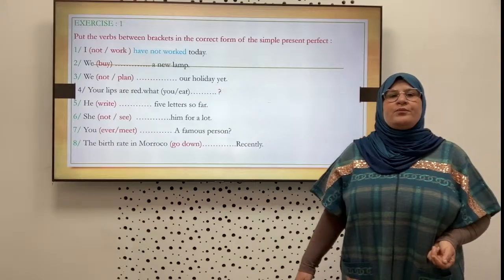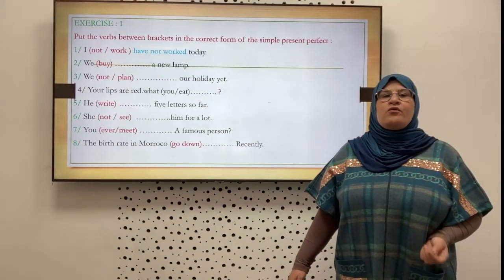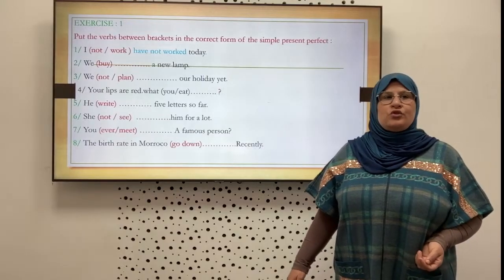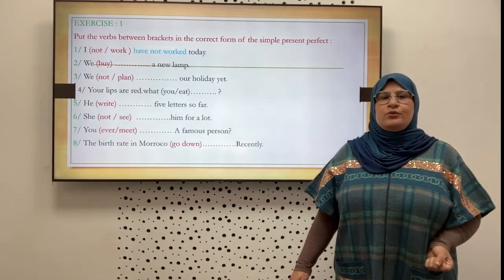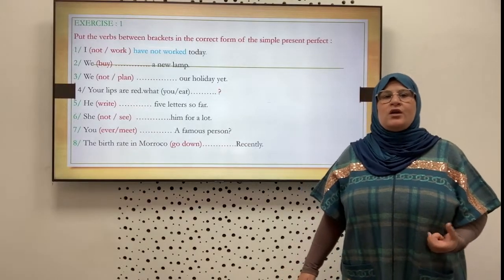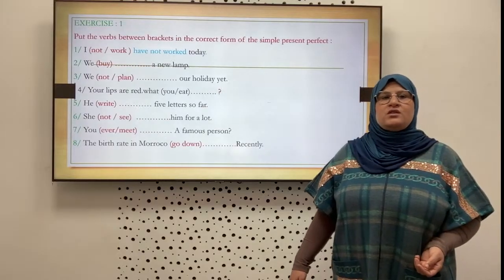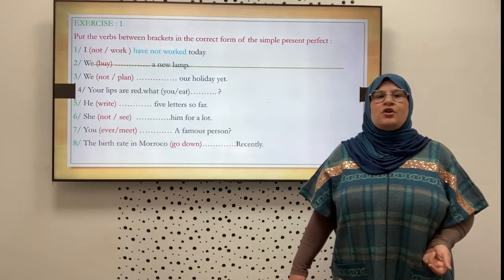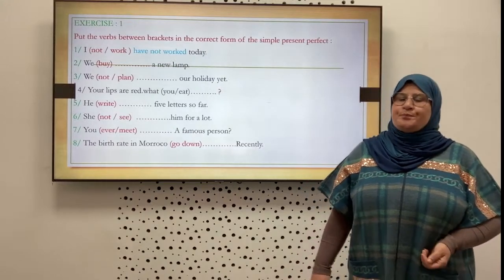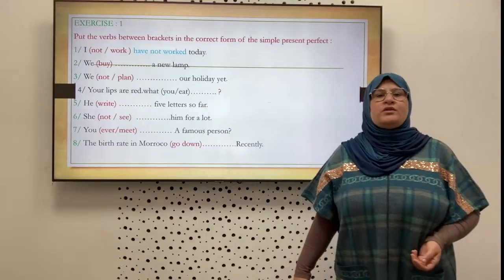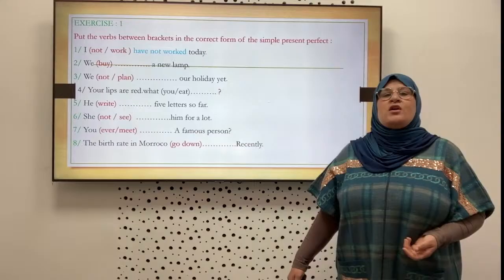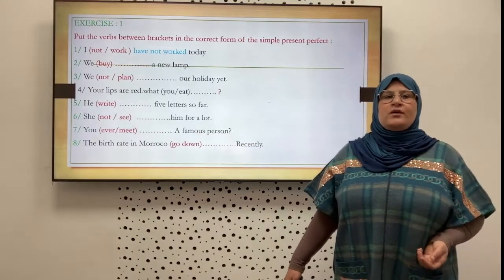Example number 5, the verb to write: 5 letters so far. "So far" is one of the main indicators of the present perfect simple. So whenever we use the time expression "so far," we have to use the present perfect simple. For example, we can say he has written 5 letters so far. Or when we talk about someone who is a great traveler, we can say that he has visited 5 countries so far.